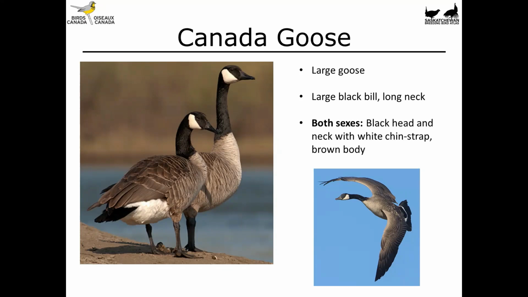So the Canada goose has this large black bill and a long neck. The sexes look similar in geese, and they have this white cheek or chin patch or strap, and a brown body. Everyone is familiar with this bird. You can see them nesting in a variety of contexts throughout the province, from the very southern border all the way up into the boreal forest.